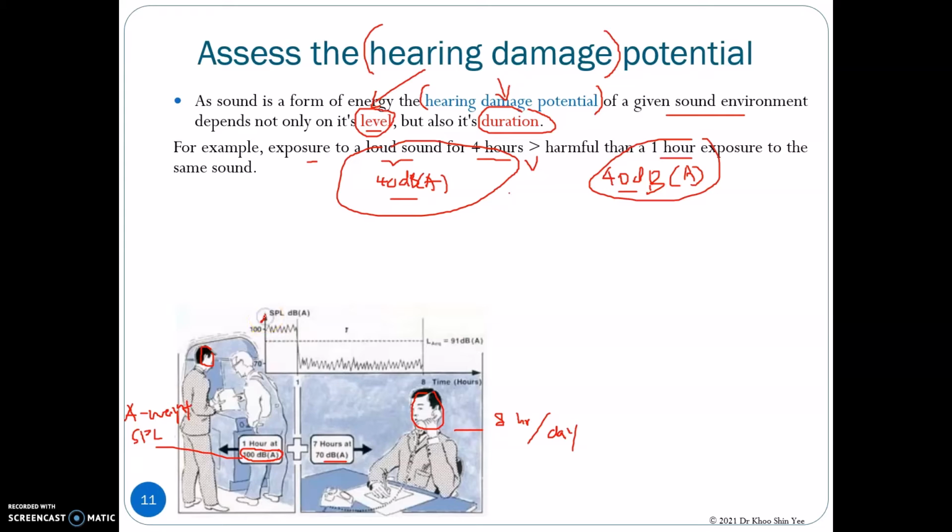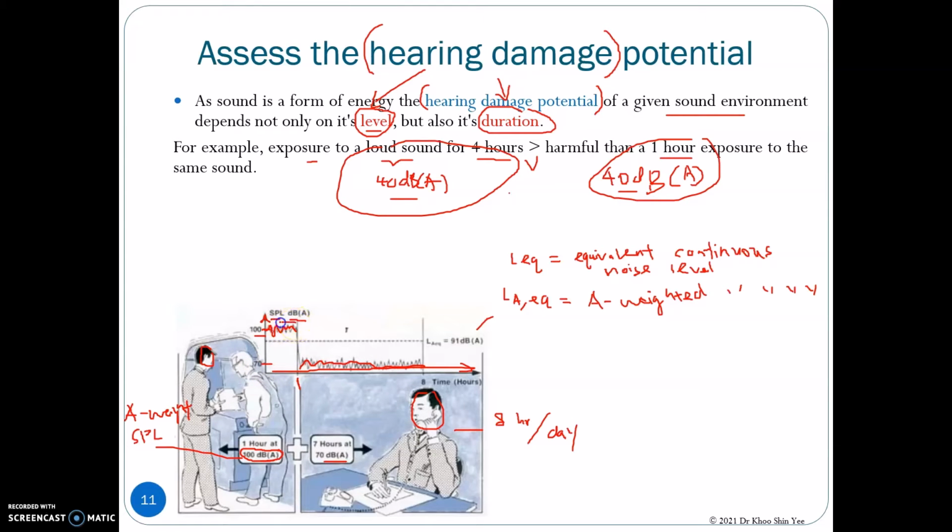If you measure the sound level, which is the SPL in dBA unit, over the time, then you will see initially for the first hour, the sound pressure level is around 100 dBA. And for the remaining 7 hours, you will have 70 dBA. Considering the sound level as well as the duration for various periods, we can obtain the LAEQ here equal to this value, which is the A-weighted equivalent continuous noise level.